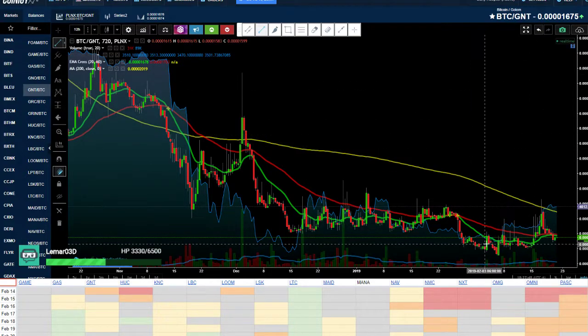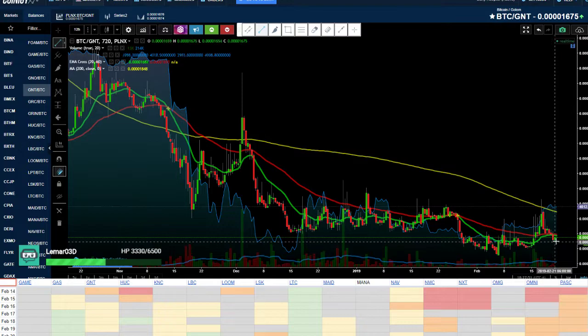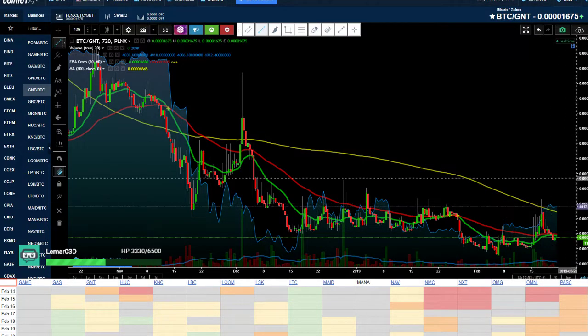Love it. 1, 2, 3, bottom formation. Breaking above these levels would give us a buy, so I'll say it's neutral for now, but I'll bet you this is going to be an alert in no time.